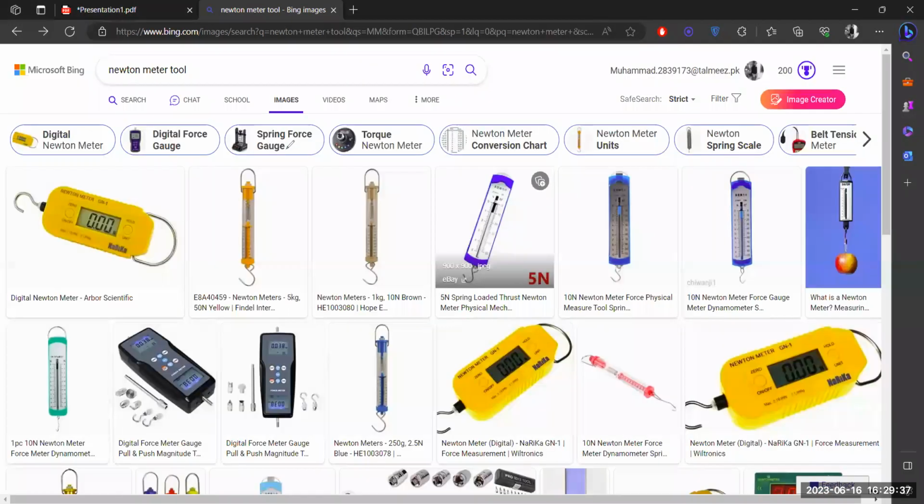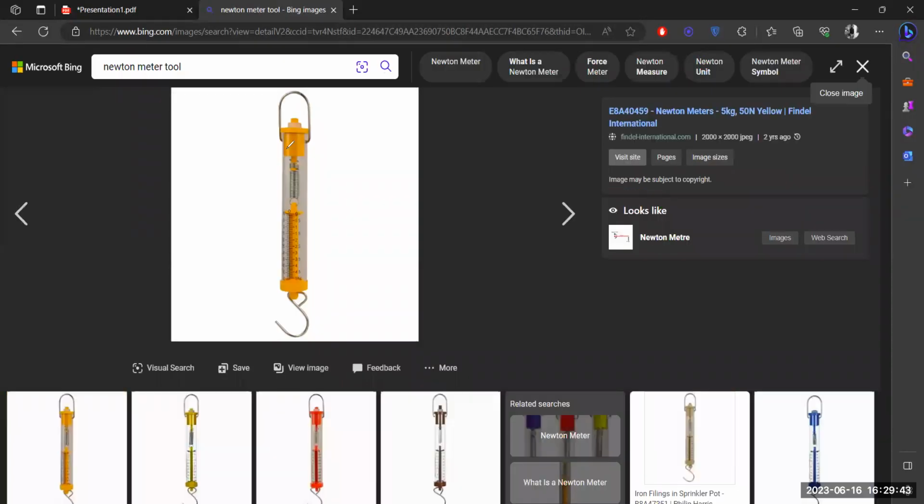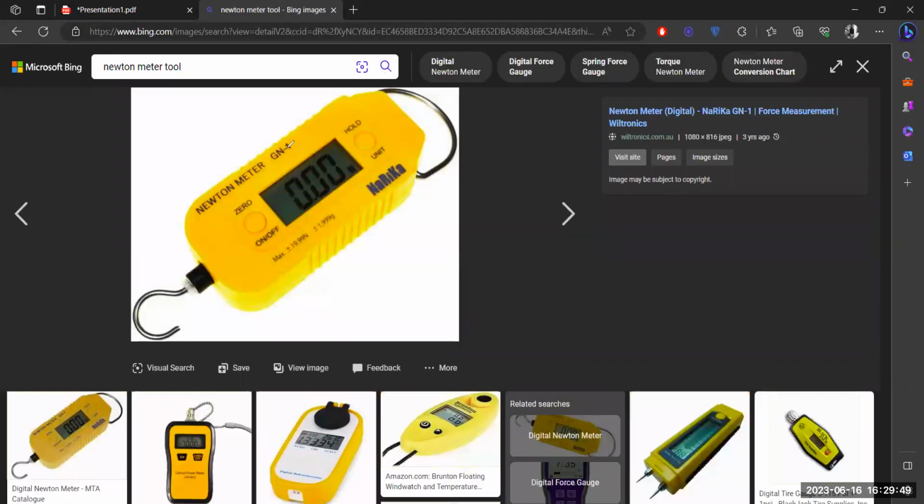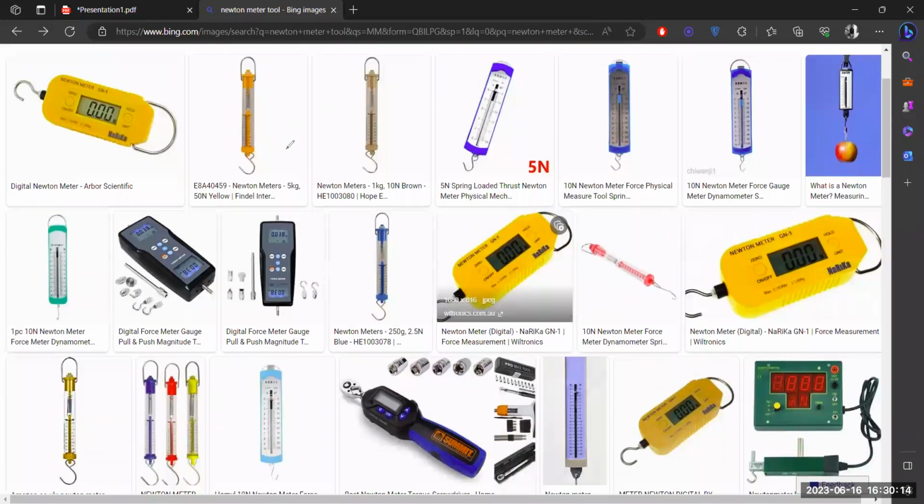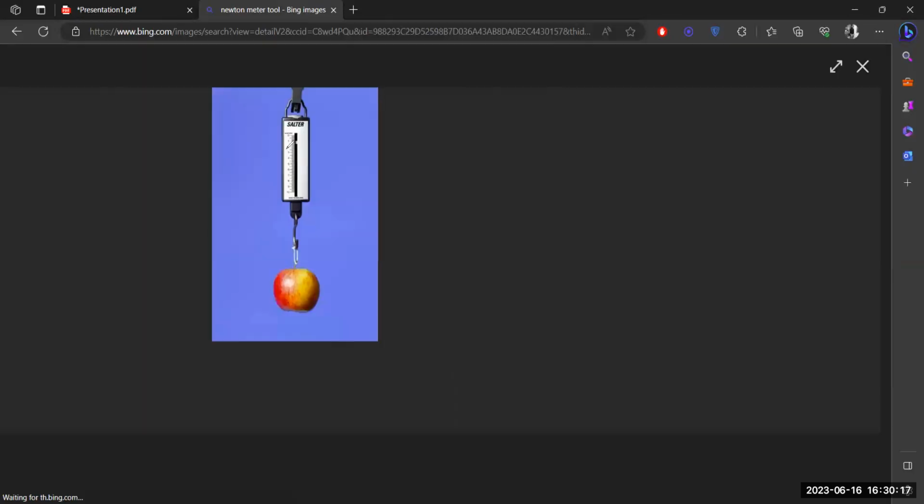There are multiple structures; it can be in a cylindrical form like this, or it is also available in digital form, right? Because we know that weight depends upon the value of g, the gravitational field strength. So we need to hang the object, right? Because it always acts in a downward direction. So we hang the object using the Newton meter or digital Newton meter or any type of Newton meter. That will give you the value of the weight like this.